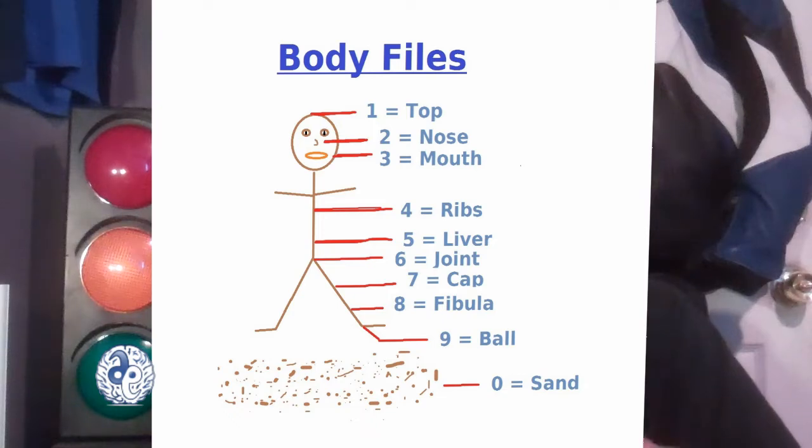Quick little recap on body files. 0 is what? Sand. 1, top. 2, nose. 3, mouth. 4, ribs. 5, liver. 6, joint. 7, cap. 8, fibula. 9, ball. Remember, we gave these files specific names for the following reason: to take the first letter of each one of those names and use that to represent a consonant sound of a specific single-digit number.